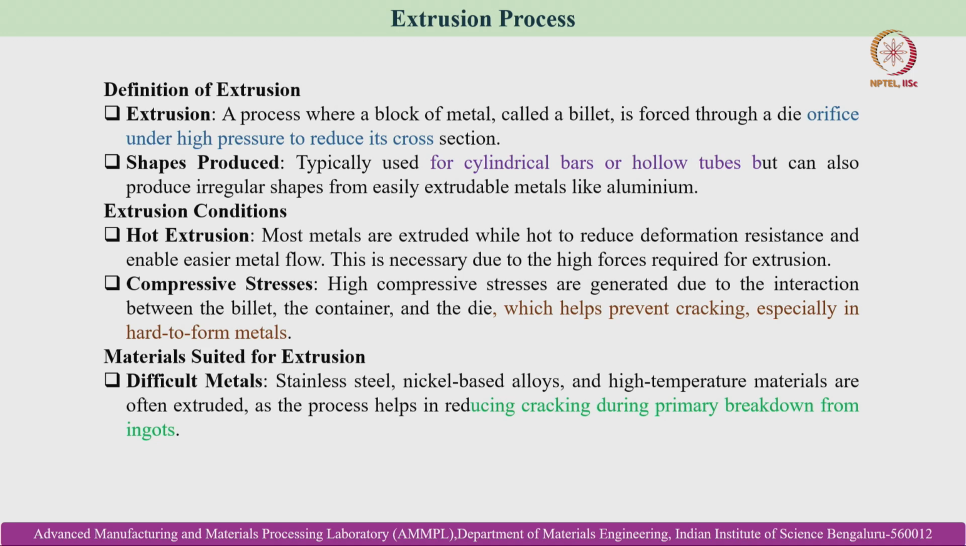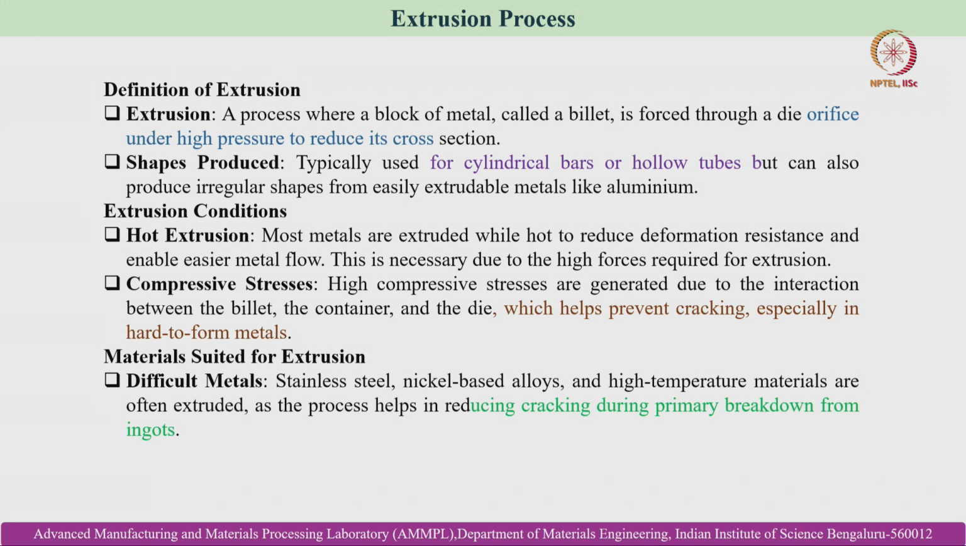Shapes produced are typically cylindrical bars or hollow tubes, but extrusion can also produce irregular shapes from easily extrudable metals like aluminum. So, these are the different kinds of shapes that can be produced, and the extrusion conditions. In hot extrusion, most metals are extruded while hot to reduce deformation resistance and enable easier plastic flow of metal.